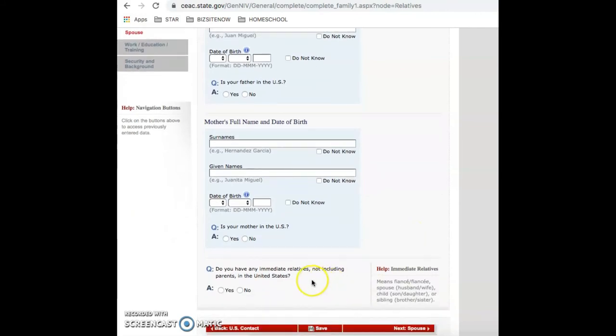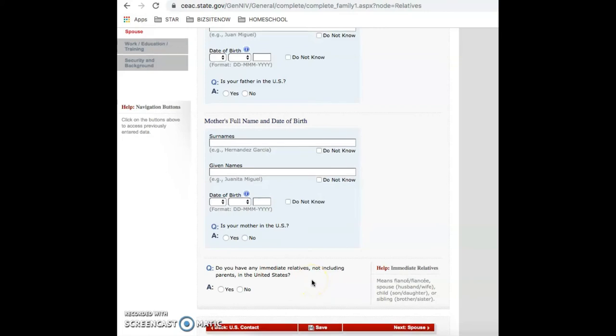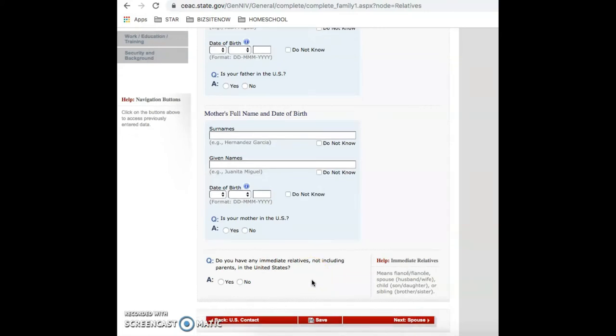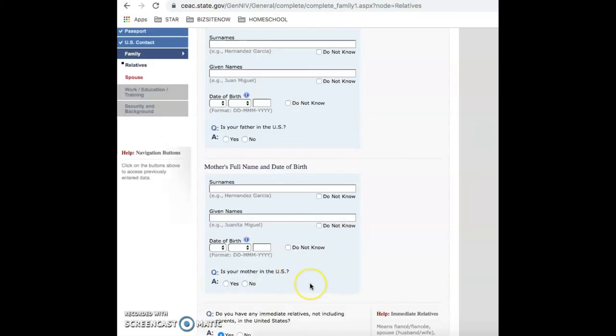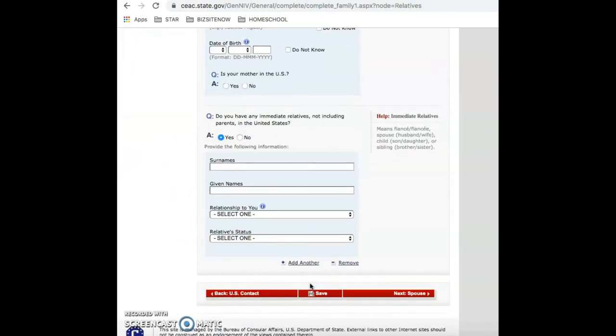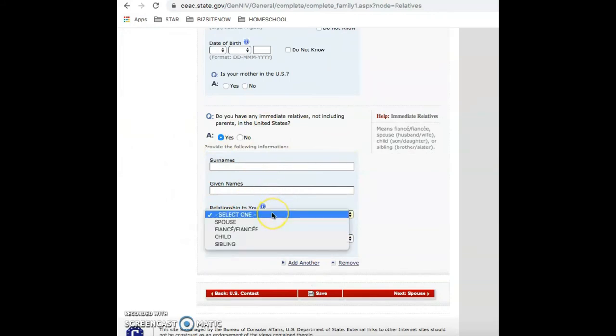And then, do you have any other immediate relatives not including parents in the United States? Well, for us, like for me, if I will be the one filling out this form, ang sagot ko dito is no, kasi wala akong immediate relative na nandito. But if yung husband ko yung sasagot, he will say yes kasi yung sister niya is working here. So, he will just put in the information and the relationship, which is a sibling.